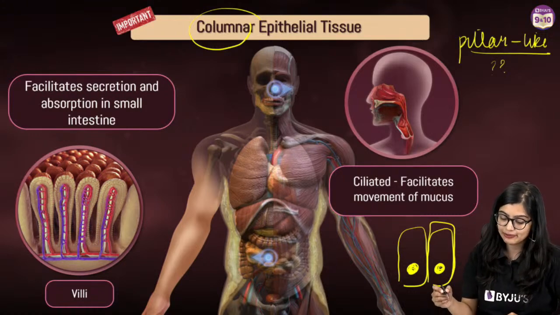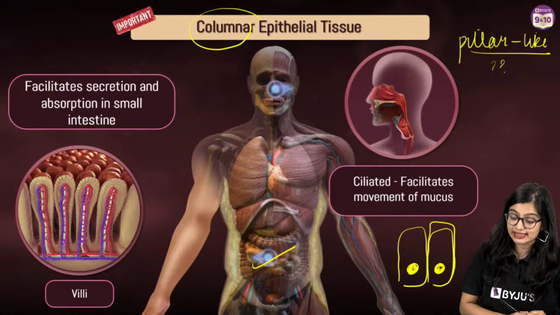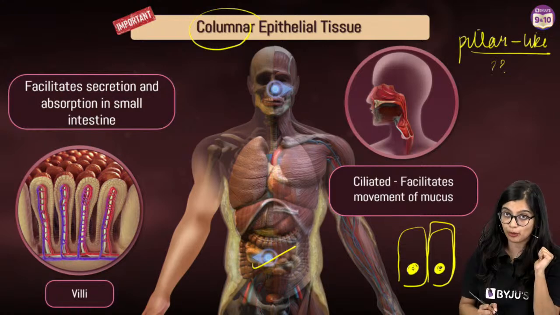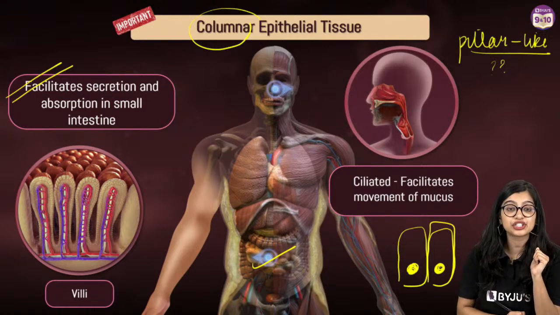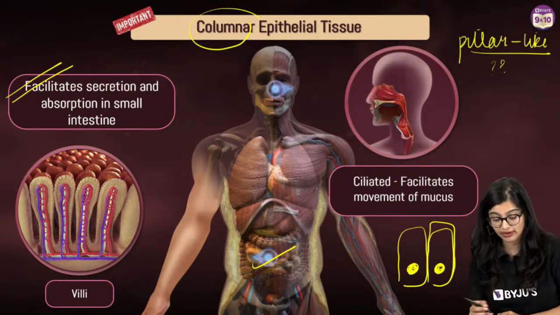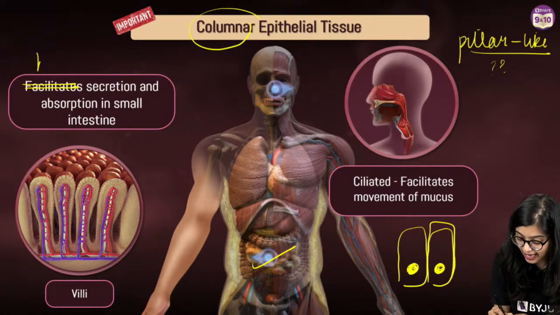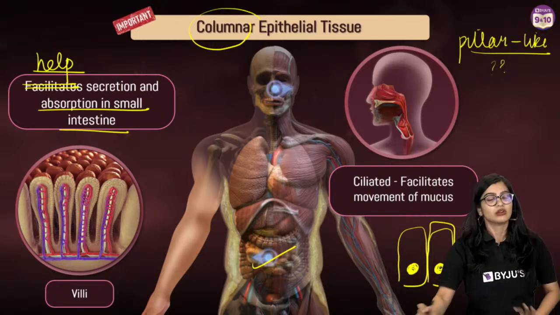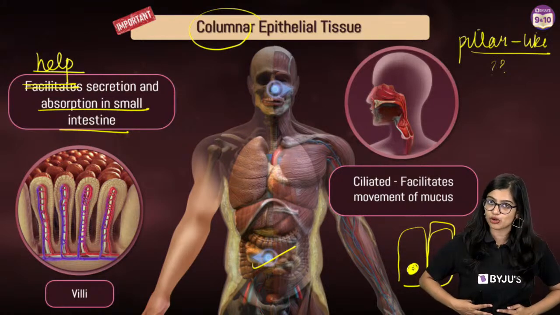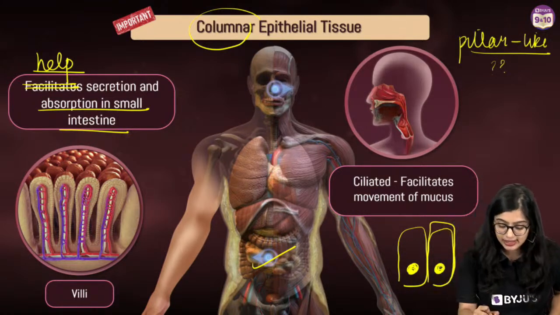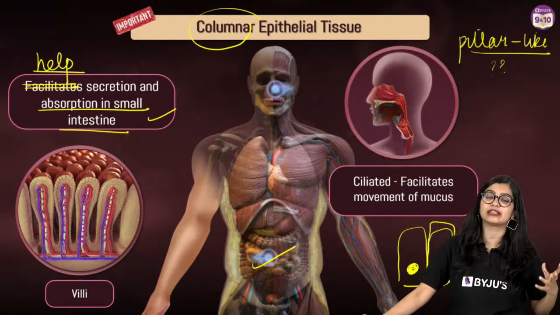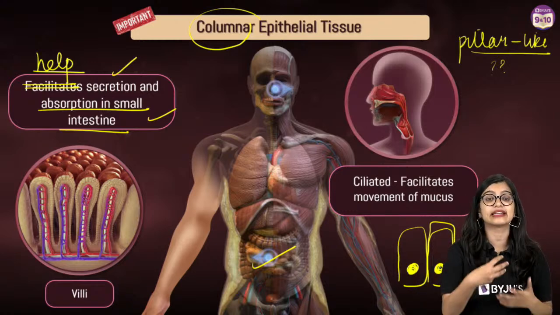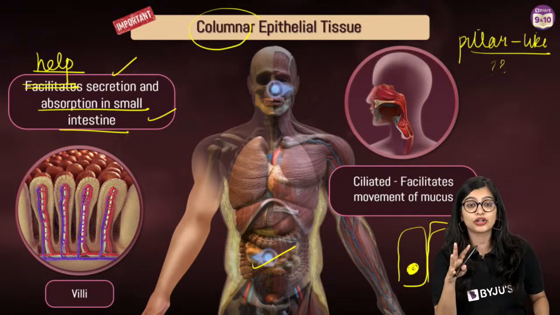And where do we find them? We find them in the inner linings of the intestine, right? This is where we prominently find them. And here, apart from providing protection, they also play an additional role. They help in absorption. What does the small intestine do? The main function of the small intestine is to help in absorption of food. We've learned that in 7th standard. These epithelial cells can also help in that absorption process and also in secreting certain substances. So this is what you need to understand.